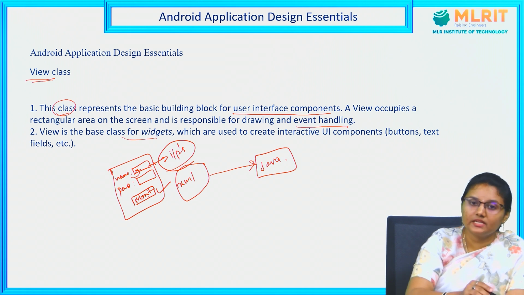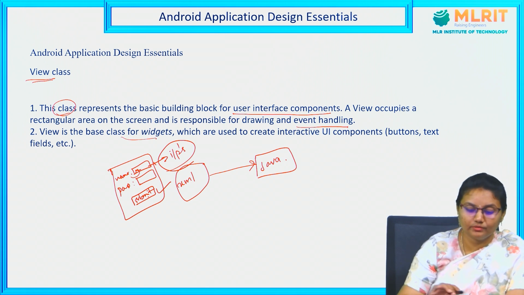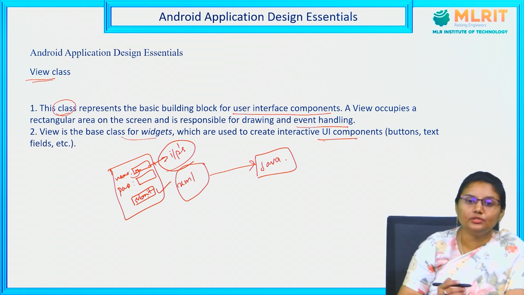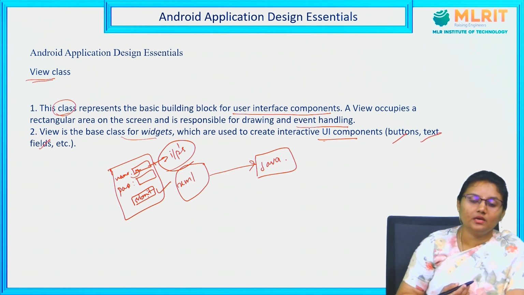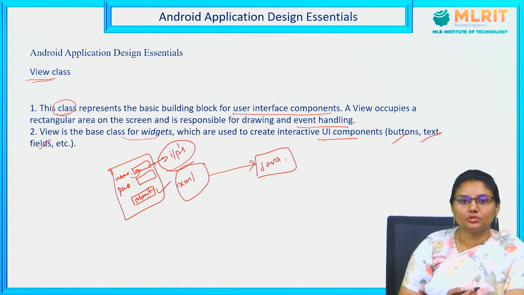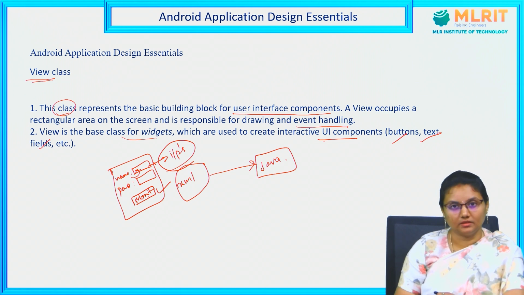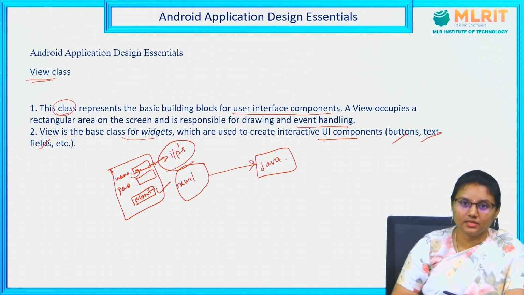View is a base class for all the widgets that we are going to use, which are used to create interactive UI components, say buttons, text fields, EditText, checkboxes, radio buttons, drop down lists, scrolling, everything that we are going to use in the activity.